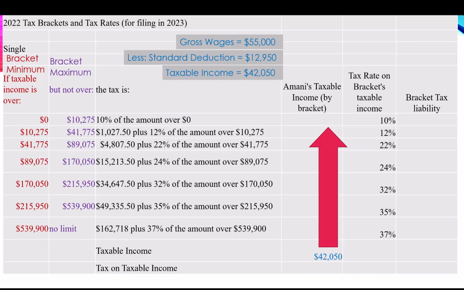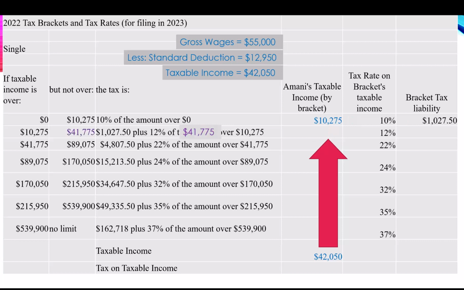Here, we're again going to utilize the bracket maximum and the bracket minimum to figure out how much we can put in each row. We begin by taking the bracket maximum and subtracting the bracket minimum to find out that we can allocate a total of $10,275 to that first row. We would multiply that amount by 10% and find out that the tax on that first $10,275 of the taxable income would be $1,027.50.